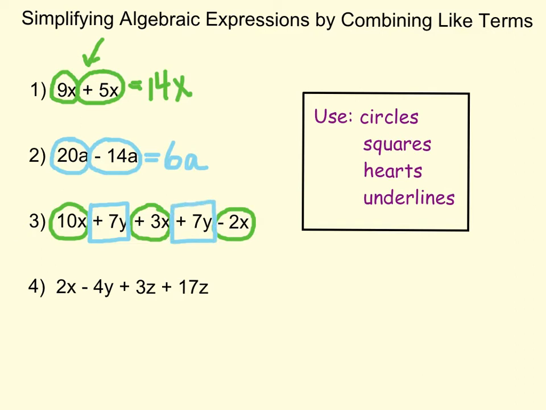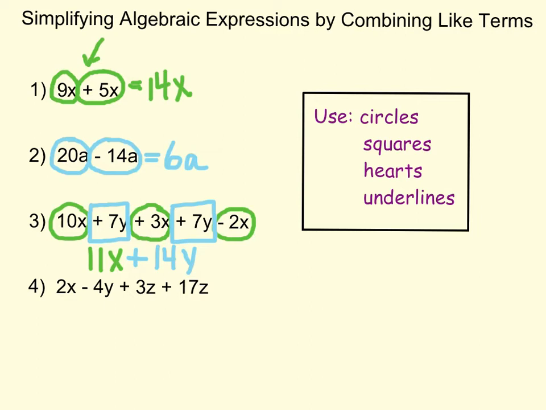So now when we combine these terms, if you notice what's in the green circles, we have 10x plus 3x minus 2x. So 10x plus 3x, that's 13x, and then 13x minus 2x is 11x. Now we go to what's in the blue rectangles. We have positive 7y plus 7y, which would be plus 14y. So our answer, the simplified expression, is 11x plus 14y. We can't take it any farther because one has an x and one has a y.